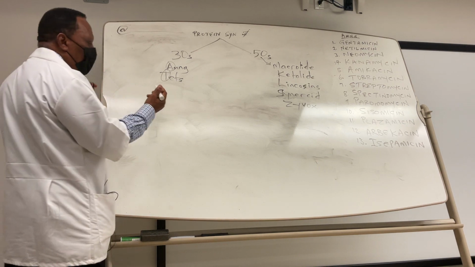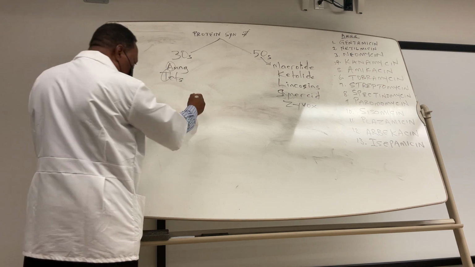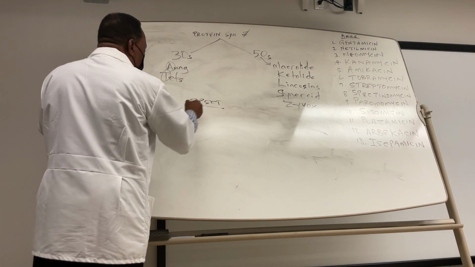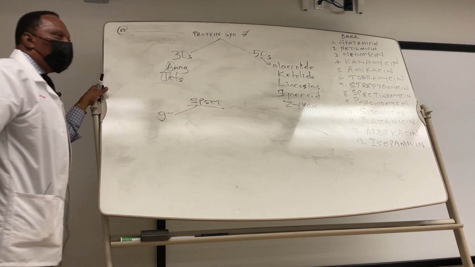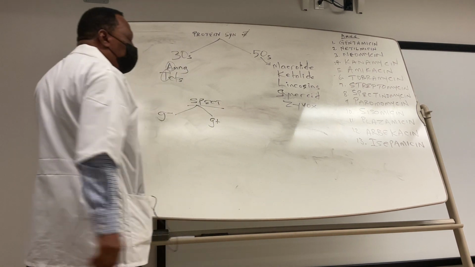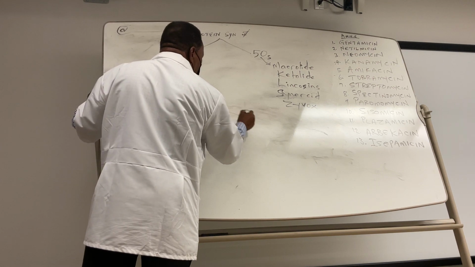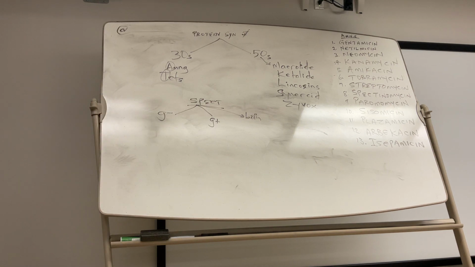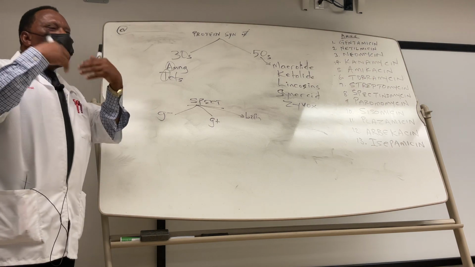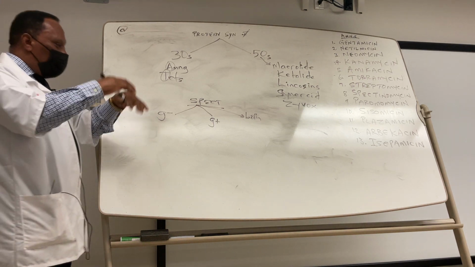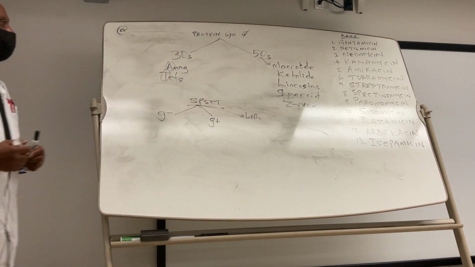Another way is using the spectrum. So you have some that work primarily on gram negatives, some that work primarily on gram positives, and then some that are broad spectrum, that can work on both gram positives and gram negatives. I should use the word primarily, because it's primarily gram-negative, primarily gram-positive, and then the rest that can work on both.